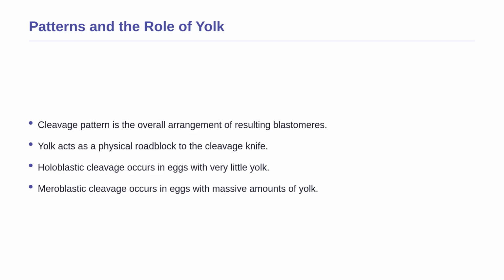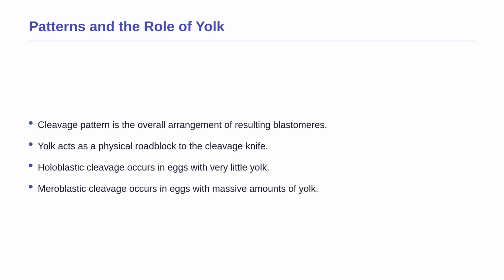These geometric planes lead us directly to the overall patterns of cleavage, which dictate the final arrangement of the cells. The biggest factor deciding this pattern is the amount of yolk inside the egg. Yolk is dense and packed with nutrients, acting like a physical roadblock that slows or stops the cellular knife.